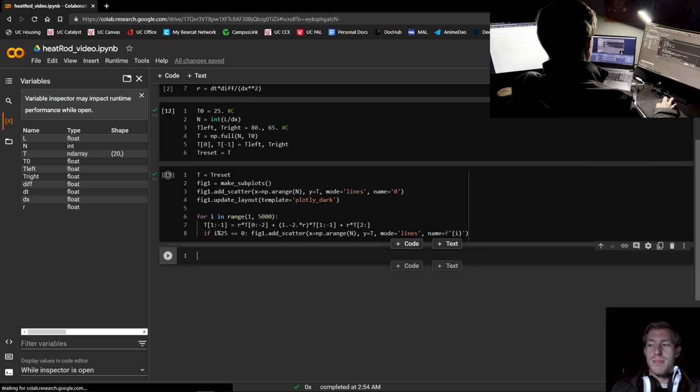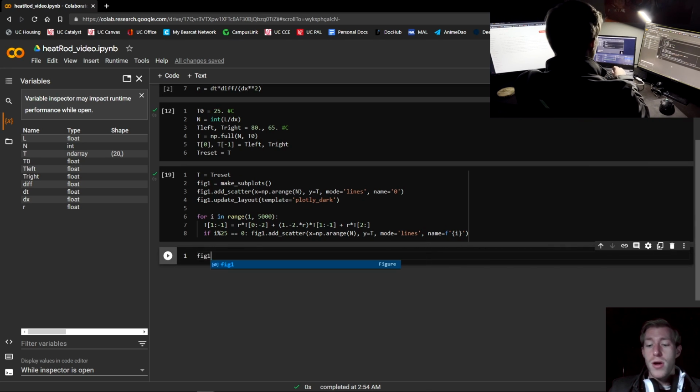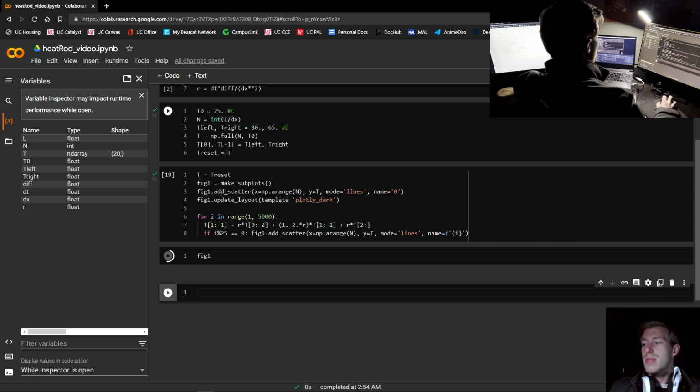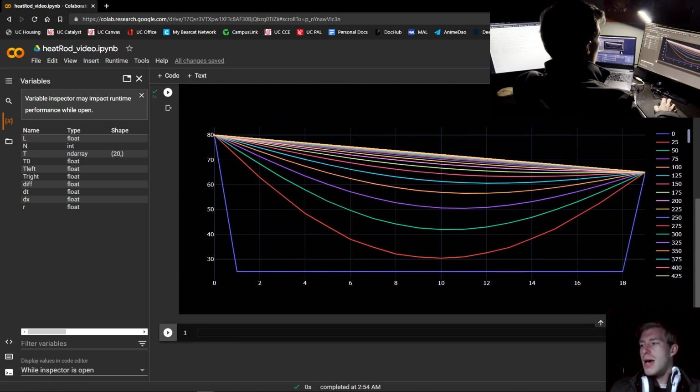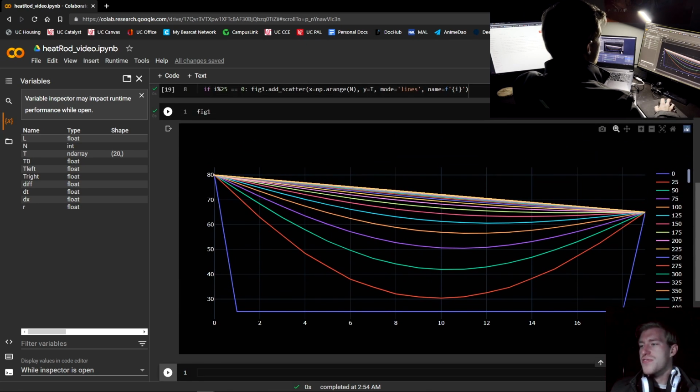It ran really quickly, and that's the bonus part of using arrays. So now we're going to pull up fig1, and hopefully it should look very beautiful. And there we go. So as you can see here, we're starting with our same starting point from 80 and 65 with 25 all in the middle. And over time, slowly we get the distribution of heat across both of these points. And it very clearly approaches a straight line, which is sort of what we'd expect.